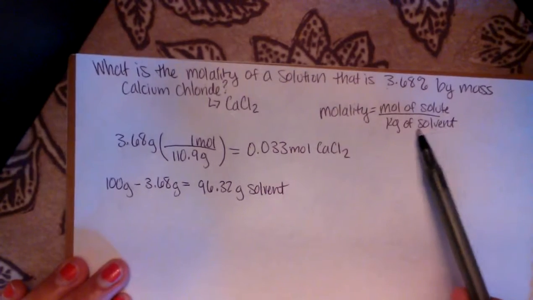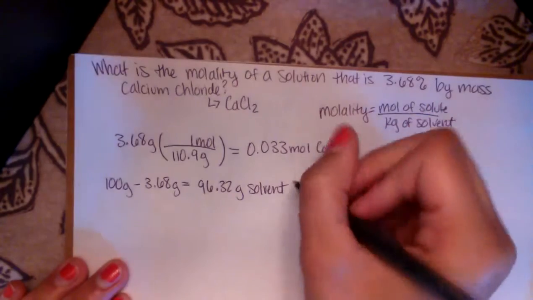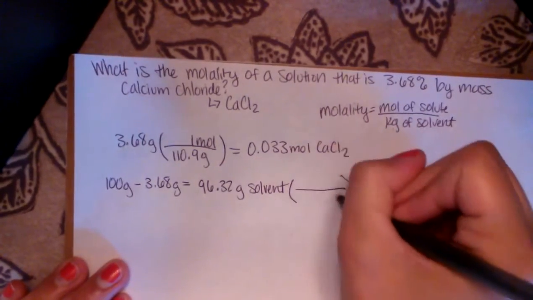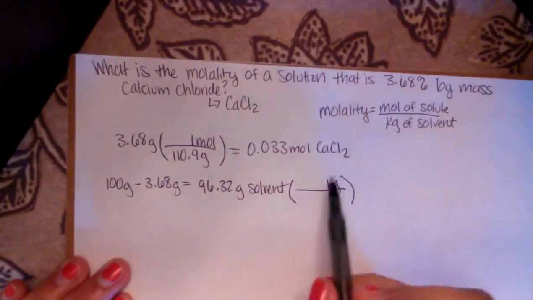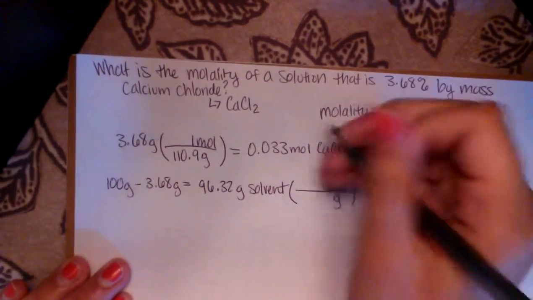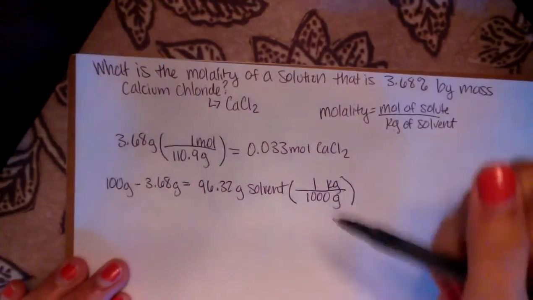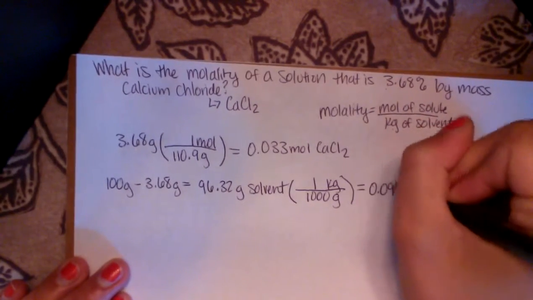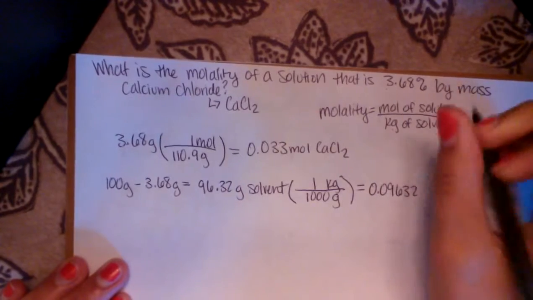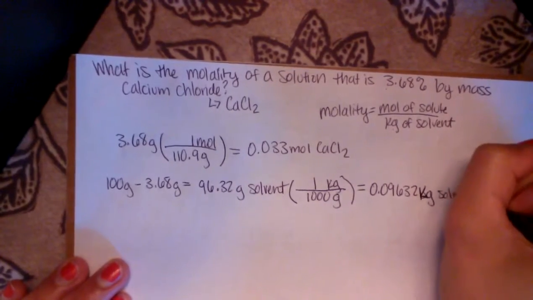And then now we want to be able to plug it into our formula here. However, the value needs to be in kilograms. So now let's just do a simple conversion. We're going to put grams on the bottom so that your grams value cancels out. And then you want kilograms on top because you need kilograms. There are 1,000 grams in 1 kilogram. So when you multiply these values together, you will get 0.09632 kilograms of your solvent.